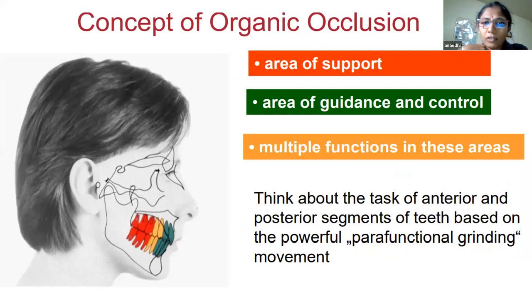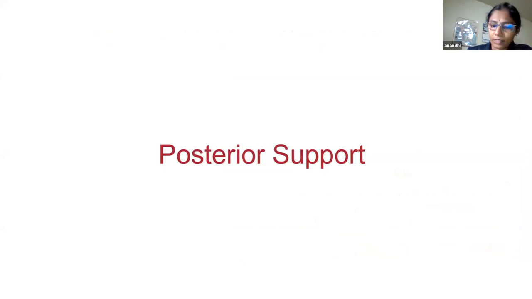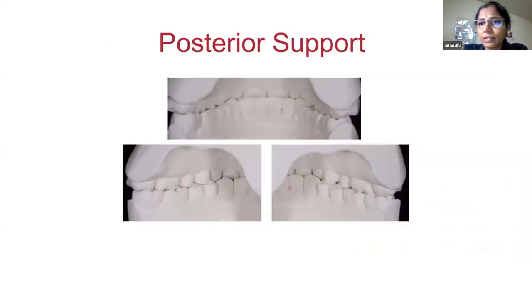So the concept of organic occlusion, like we talked about: the anterior teeth are for guidance, and the posterior teeth are for support, and the premolars take both guidance and support. So what is posterior support? The first thing he talked about is posterior support.